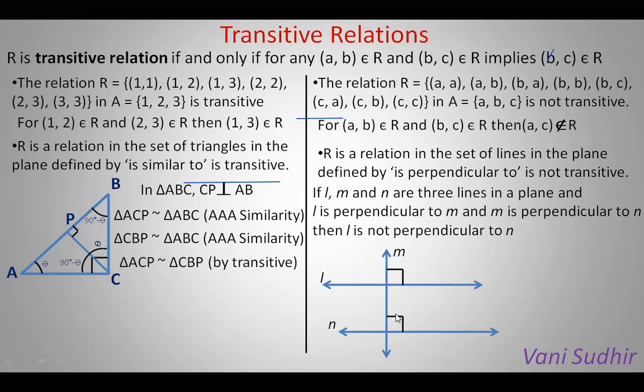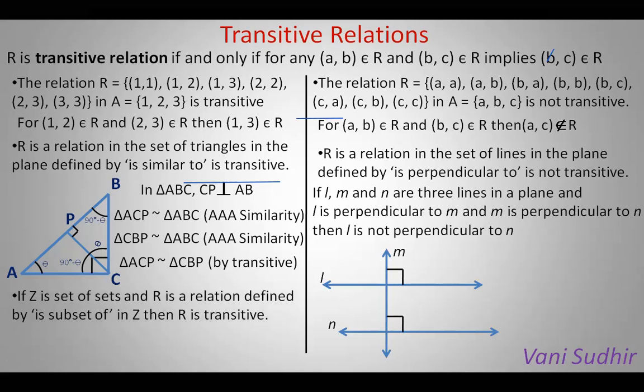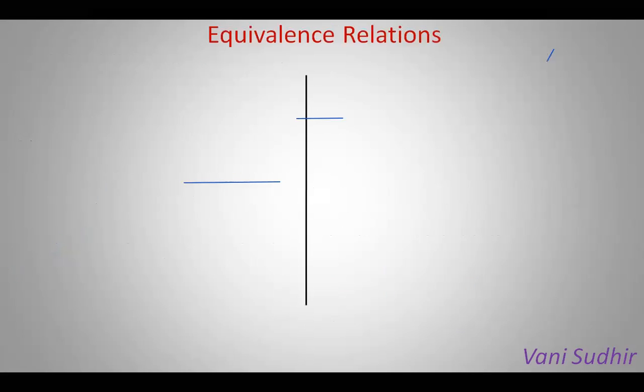See, here 90 degrees, here 90 degrees. A pair of corresponding angles are equal. Then the lines are parallel. L and N are parallel, not perpendicular. See, 'is perpendicular to' is not transitive. Clear, no? Very clear, no? And 'is a subset of', I will discuss in the number system. I will take Z, the set of sets, in relation. Natural numbers are a subset of whole numbers. Whole numbers are a subset of integers. Then what can you say? Natural numbers are a subset of integers, we can say, no? So therefore 'is a subset of' is a transitive relation. Now we'll discuss the equivalence relation.